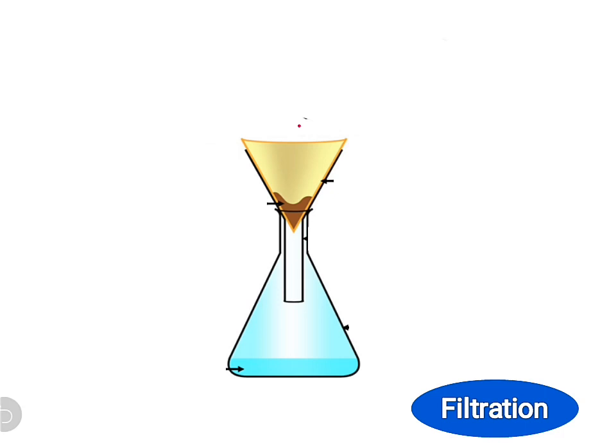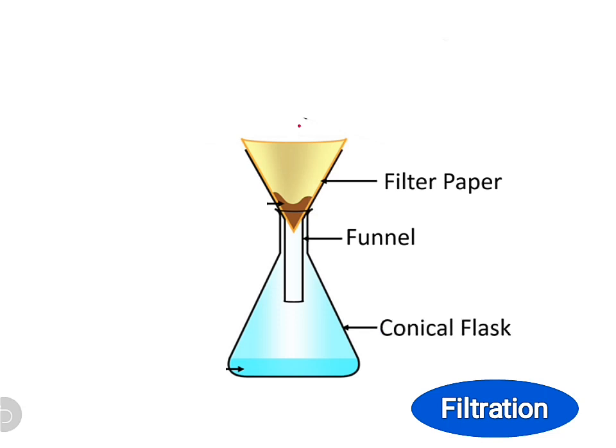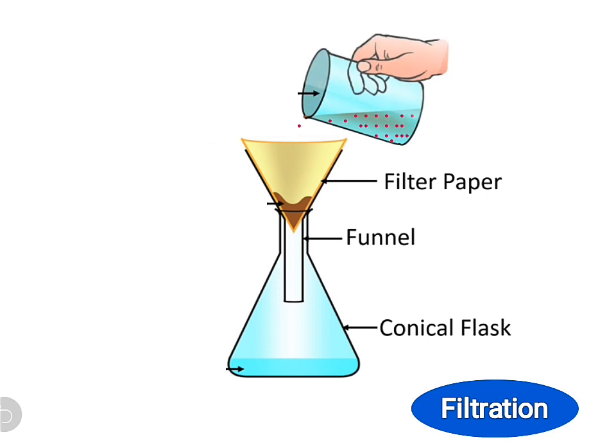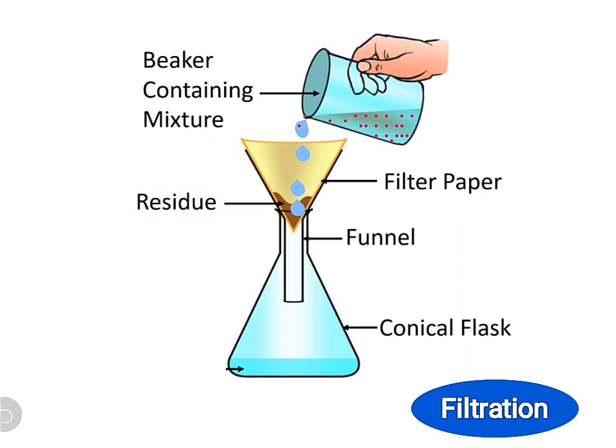To filter a mixture of water and sand, we make a cone of filter paper and keep it inside a funnel. The funnel is further kept on the conical flask. Impure water containing sand is poured into the funnel. Filter paper allows only water to pass through it, but not the impurities. Thus, the impurities are left behind on the filter paper, and this is called residue. And the clear water is collected in the conical flask. This clear water is called filtrate.